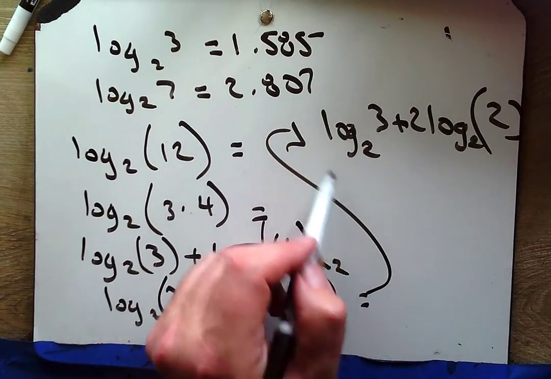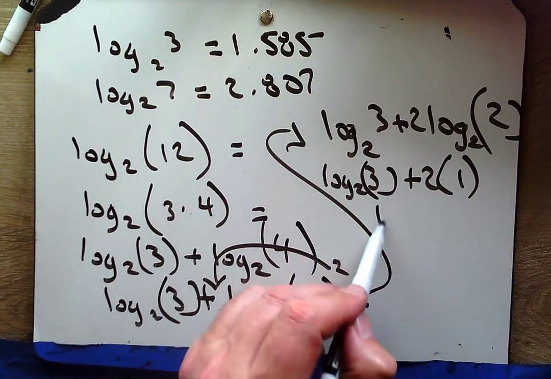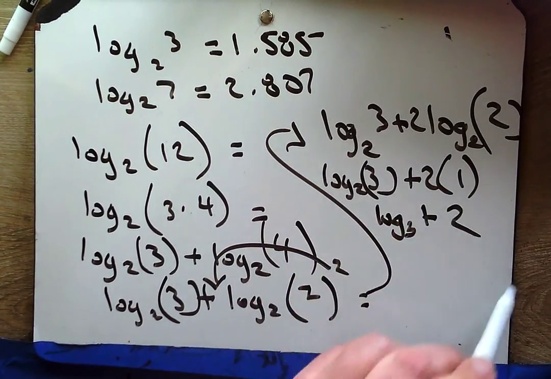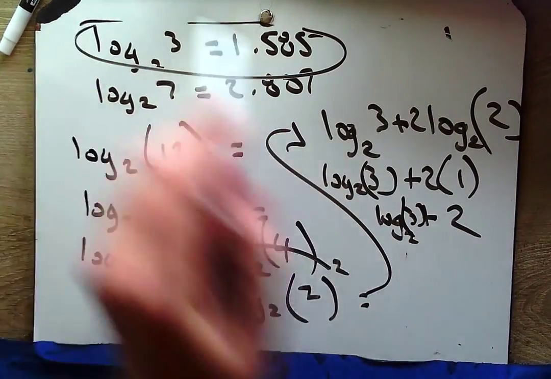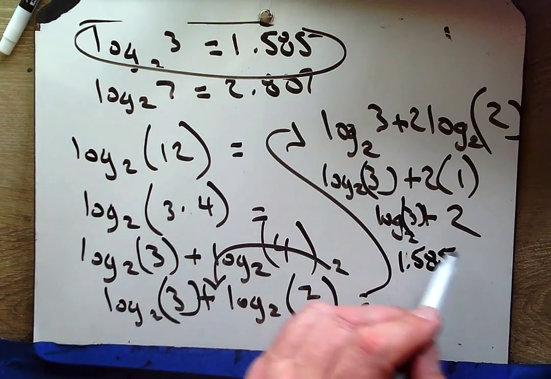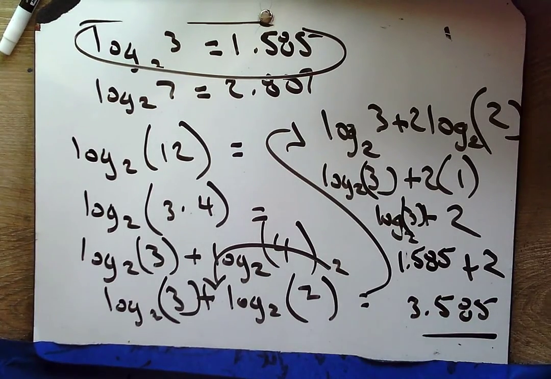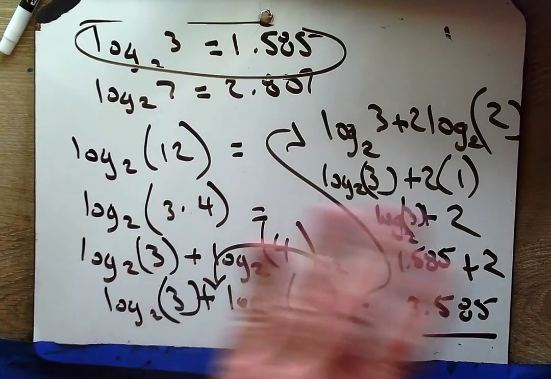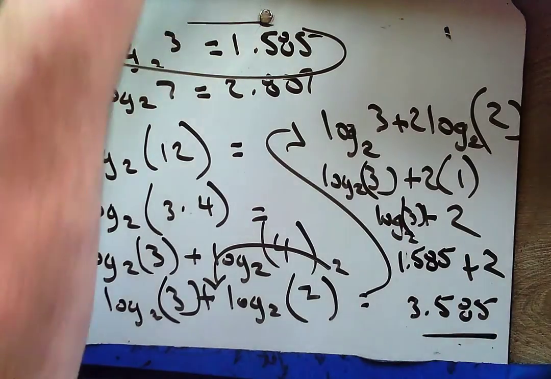Uno. Log base 2 of 3 plus 2 times 1. So log base 2 of 3 plus 2. Our log base 2 of 3 was given to us, 1.585, plus this 2, 3.585. Okay? Please don't evaluate this with your calculator. I'm asking you to evaluate it using the log properties and your knowledge of basic logs. Okay? Please do that. Last thing I want to talk about is something called the change of base formula.